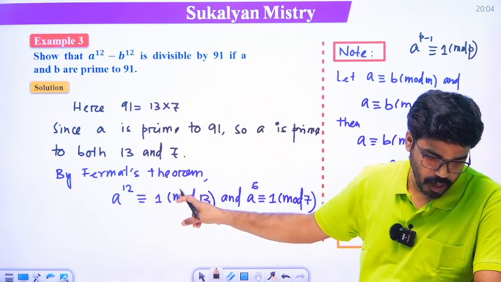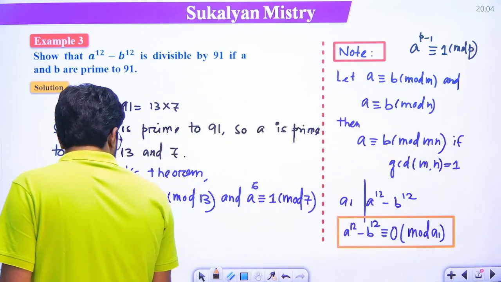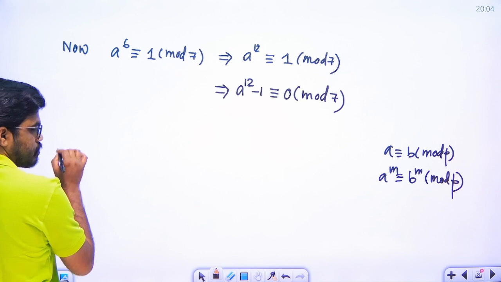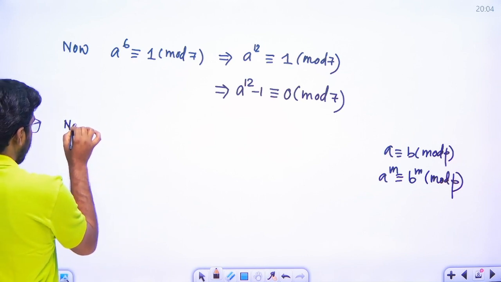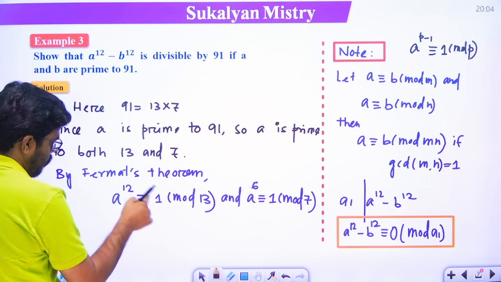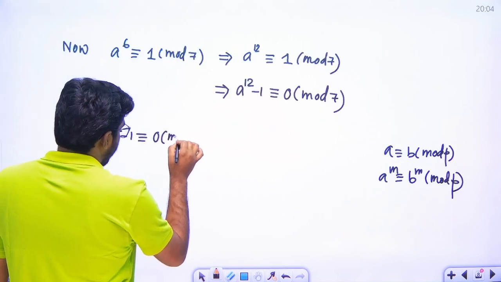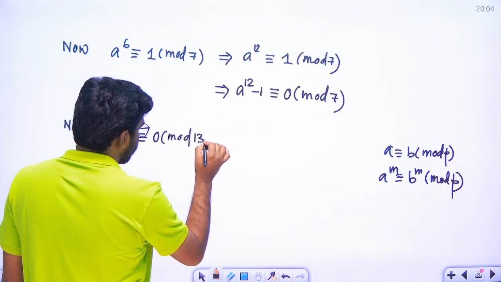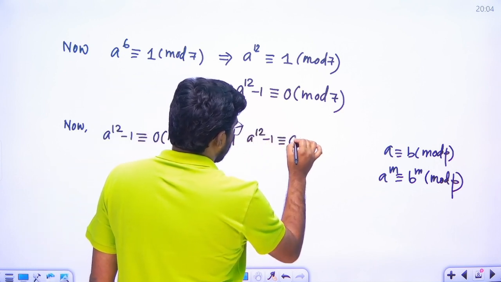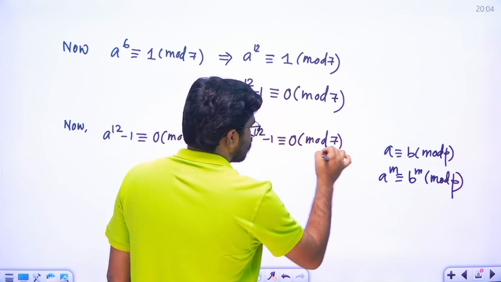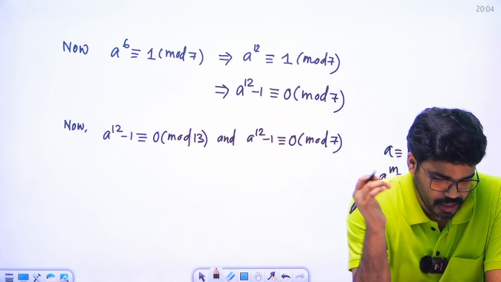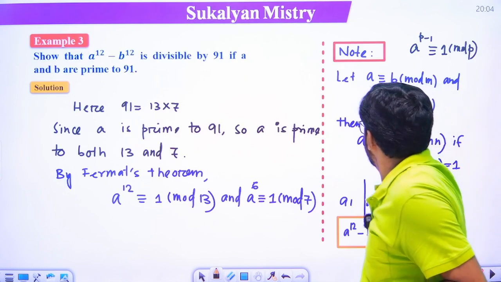From this relation, a to the power 12 is congruent to 1 modulo 13. So from this we can write a to the power 12 minus 1 is congruent to 0 modulo 13. So what do we get? We see that a to the power 12 minus 1 is congruent to 0 modulo 13, and also a to the power 12 minus 1 is congruent to 0 modulo 7. Right? So from this, we can just apply this result.